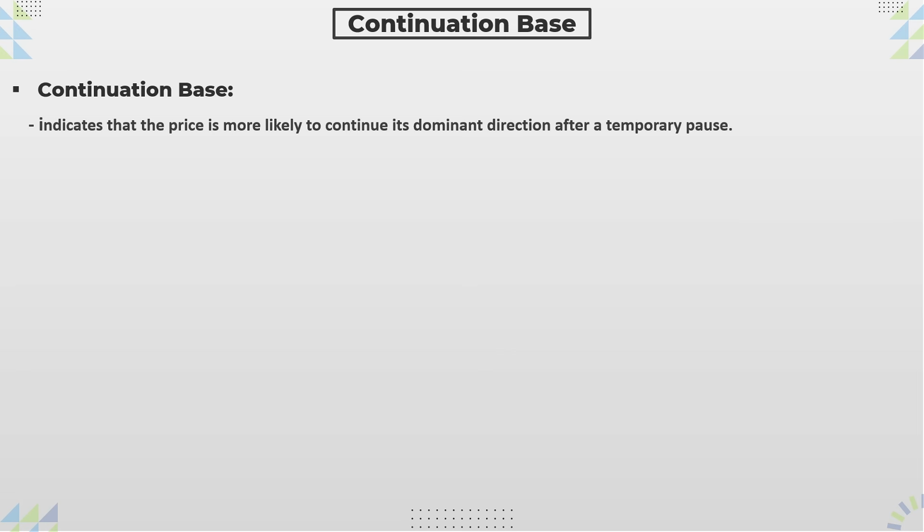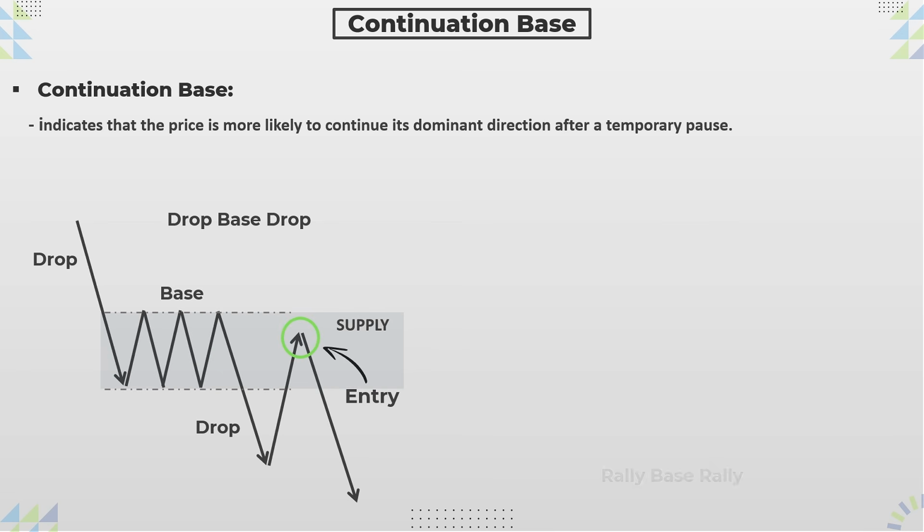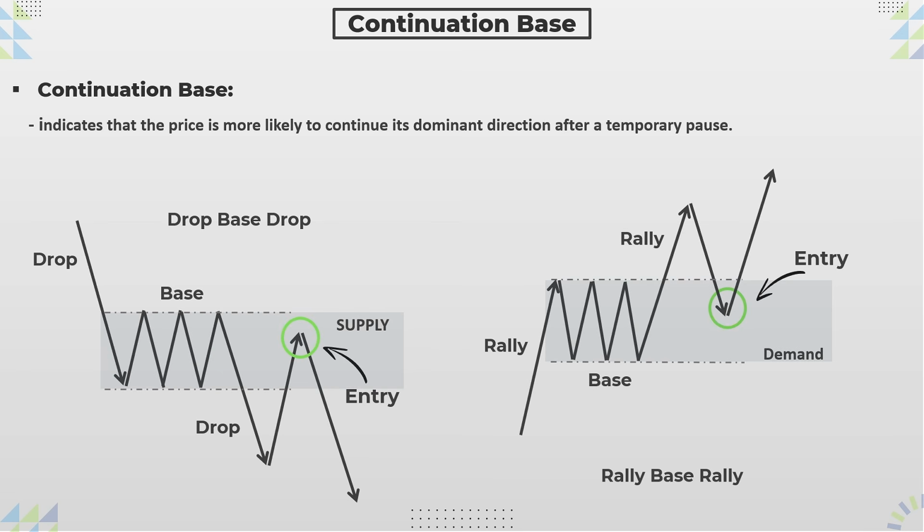The second main pattern of supply and demand zones is the continuation pattern, which indicates that the price is more likely to continue its dominant direction after a temporary pause. Here are the two common types of continuation patterns. Drop-base drop. In this pattern, the price drops, then experiences a temporary pause and generates a base area. Subsequently, selling pressure rises, and the price breaks below the base area with solid momentum, suggesting an upcoming continuation of the downtrend. We would take advantage of this pattern if the price returned to the supply area.